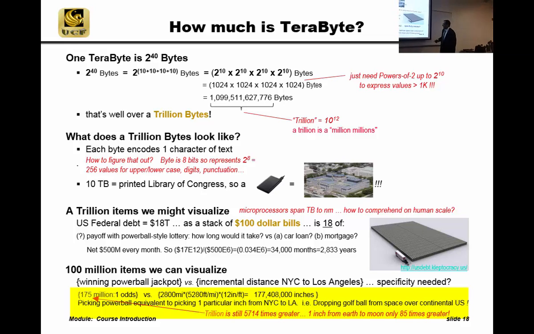And actually, you can say, well, I'm going to forget New York to Los Angeles. That's kind of close in inches. So I'm going to go from the Earth to the Moon. No, you still need 80, do that 85 times for a trillion. The number of inches between the Earth and the Moon, I did the real calculations here, is 1/85 of a trillion.